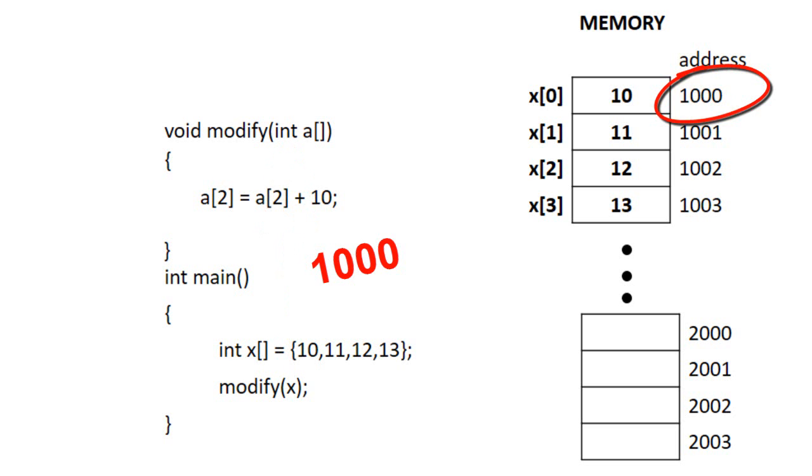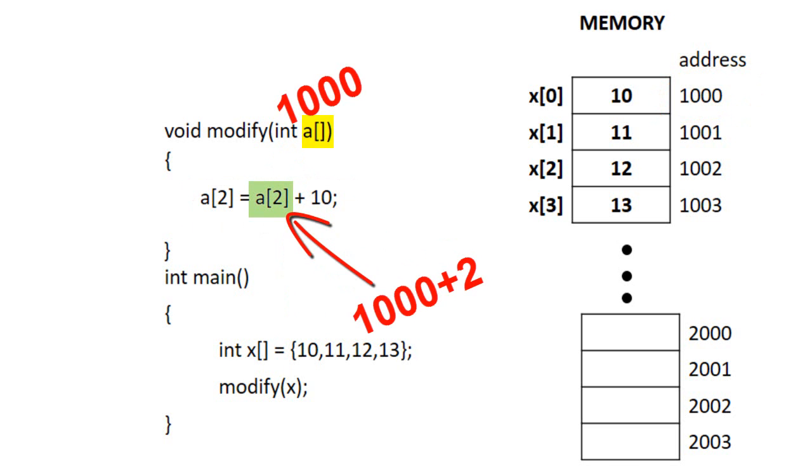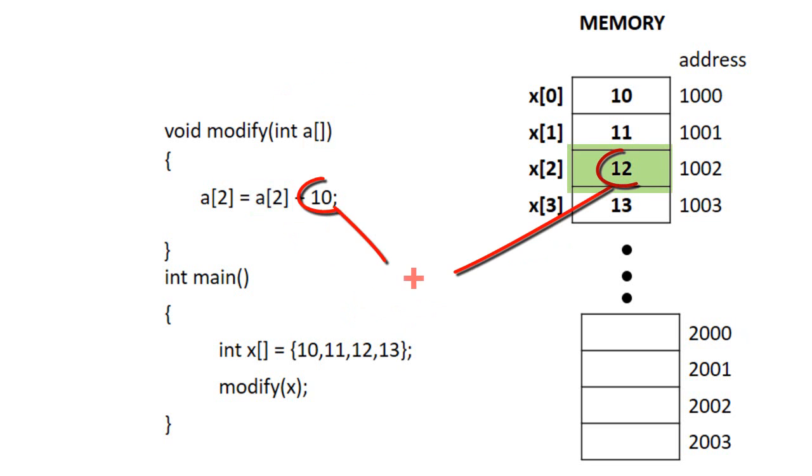Inside function modify, we have an expression a2 plus 10. Since a is passed with the address of x0, a2 is referring to the content of memory address 1000 plus 2, which is 1002. The content of memory address 1002 is 12. This is added with 10. The result, 22, is then placed in a2, which is the content of memory location 1002.